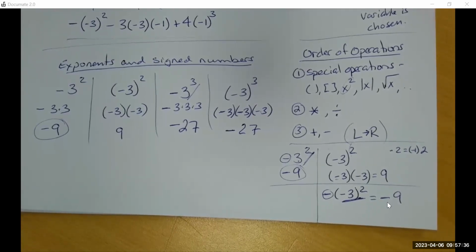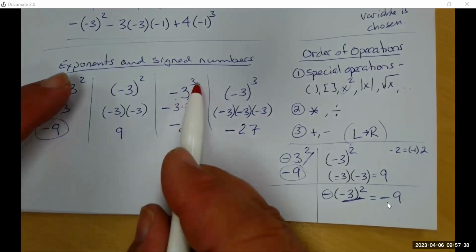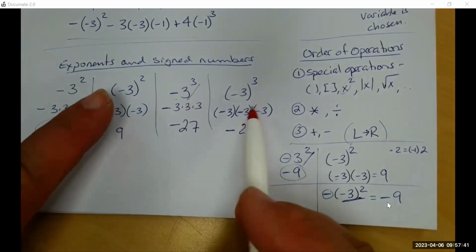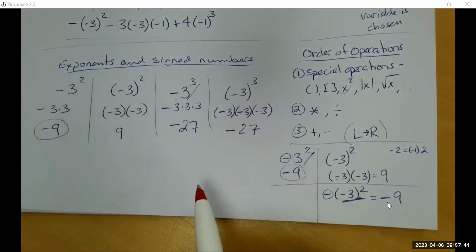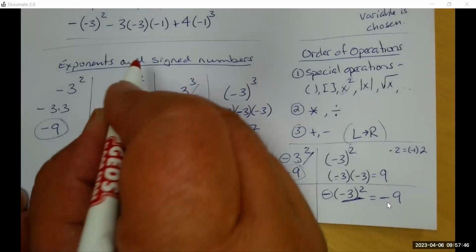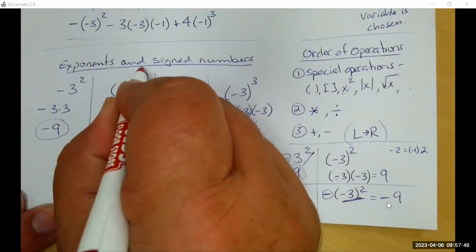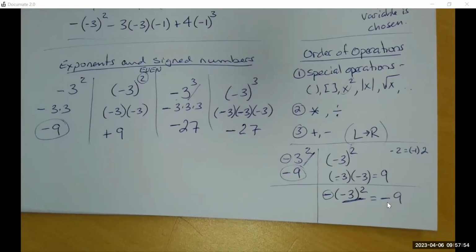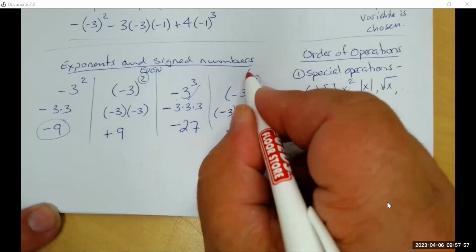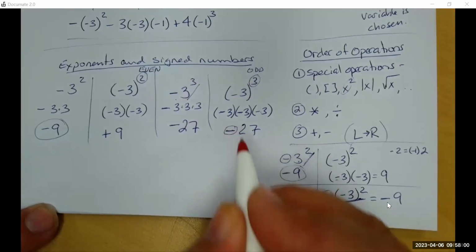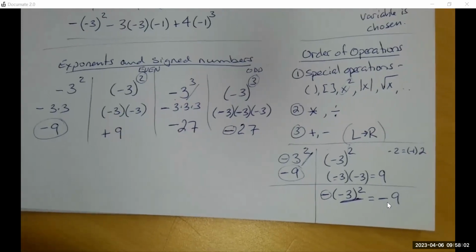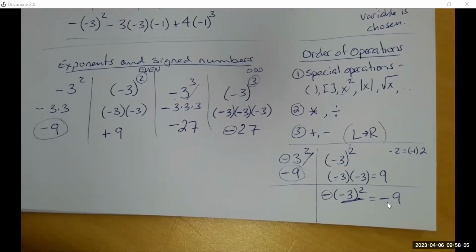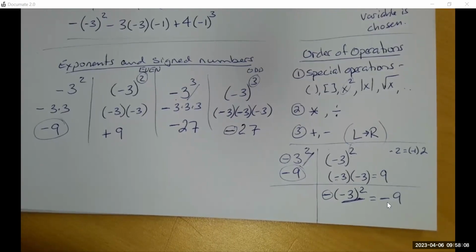What did you notice? If the negative's out in front, it doesn't matter what the exponent is. But if the number's inside the parentheses and it's negative, if the exponent is even, the answer is always going to be positive. If the exponent is odd, it's always going to be negative. These are for numbers with the negative inside the parentheses.